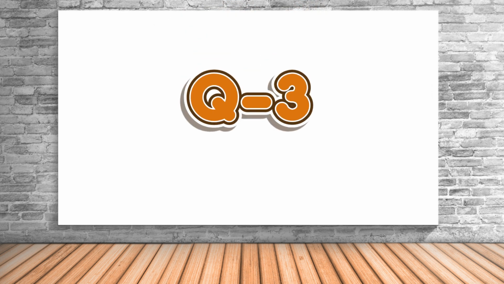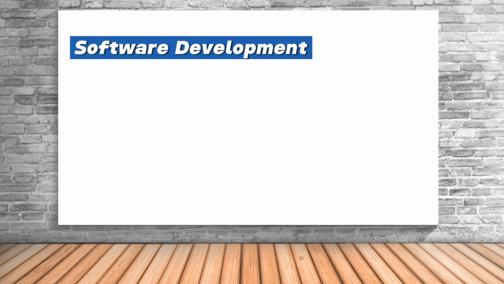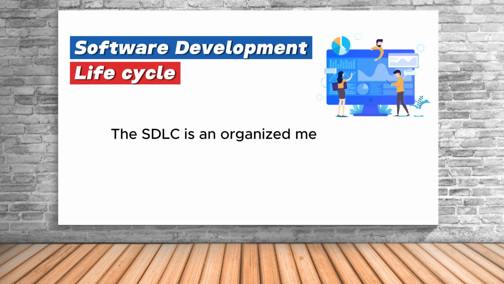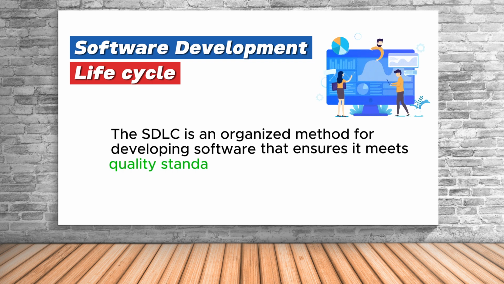Question number 3. Explain the stages of the SDLC and the objectives and activities involved in each stage. Software Development Lifecycle. The SDLC is an organized method for developing software that ensures it meets quality standards and functions properly.